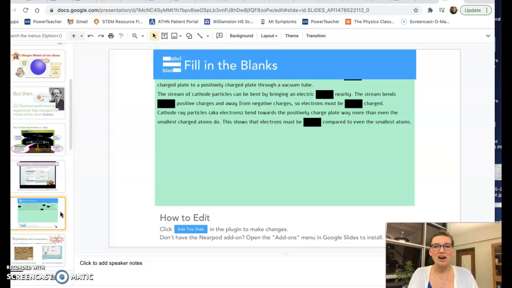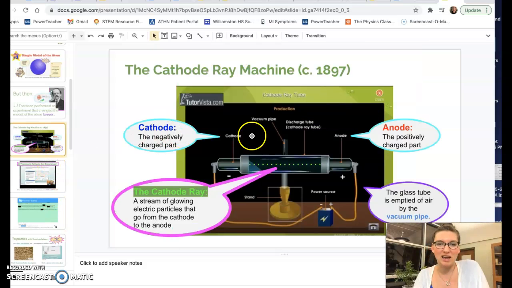The other thing that is interesting about a cathode ray machine and finding out what these particles are is that we found out these particles are actually electrons, which are a subatomic particle that has a negative charge. And they have an atomic mass that is tiny. It's smaller than even the tiniest atom by a lot. That is why the negative charge, plus the fact that they are so small, makes the stream bend when you bring a charged plate near here.